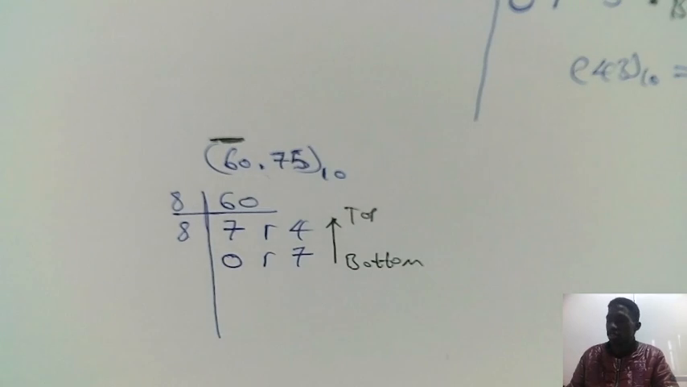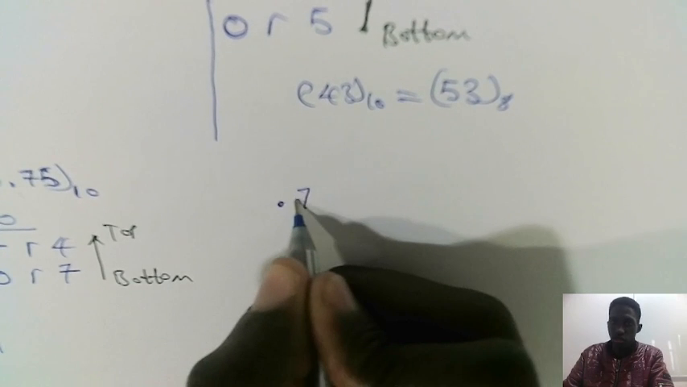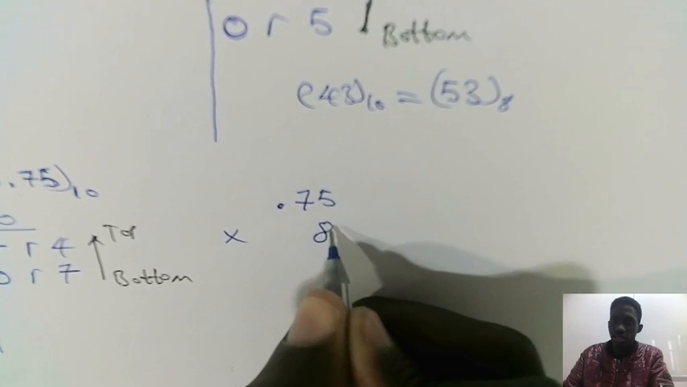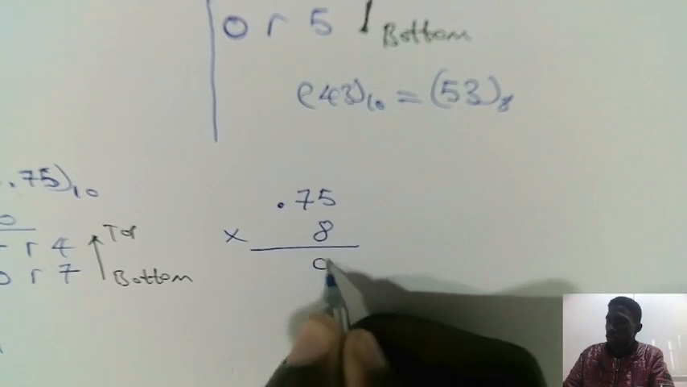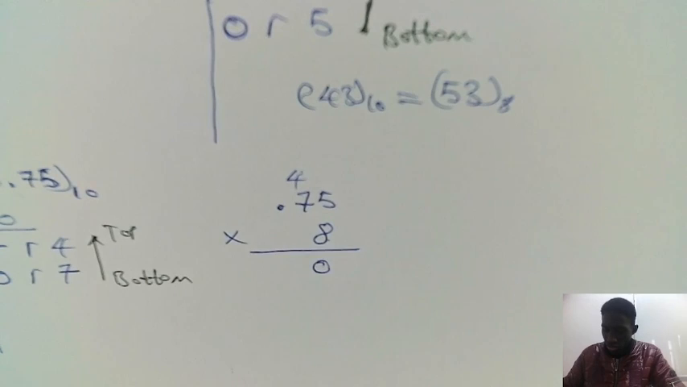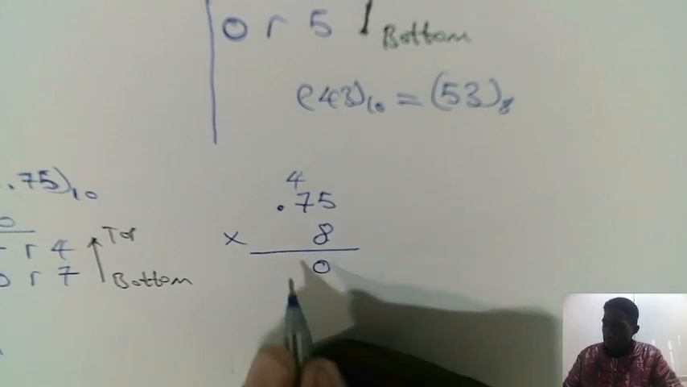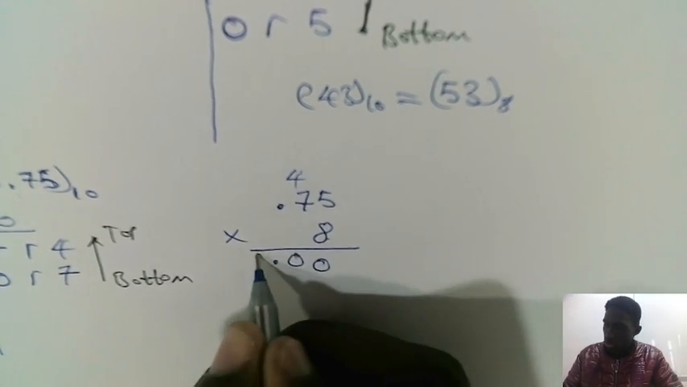So what's the something? To get the decimal part of our answer, we take 0.75 and multiply by 8, the base 8. So doing that, 8 times 5 is 40. So 0, carry 4. 8 times 7 is 56. So 56 plus 4 gives us 60. That gives us 60, so 0, 6.